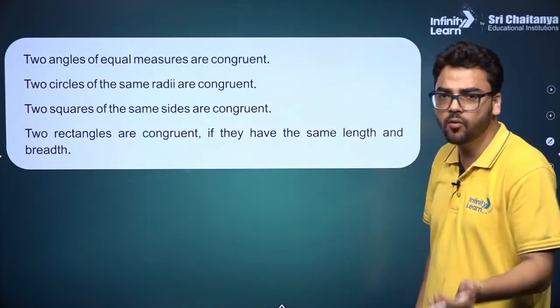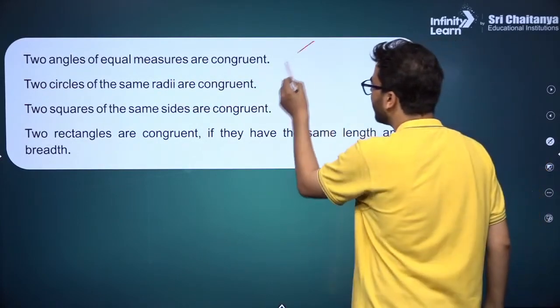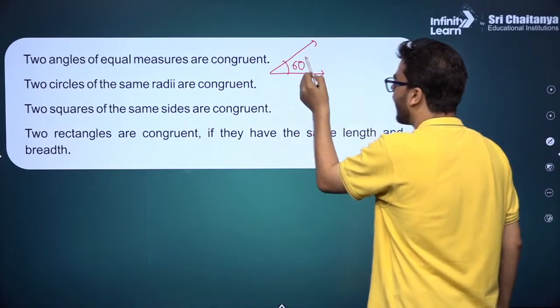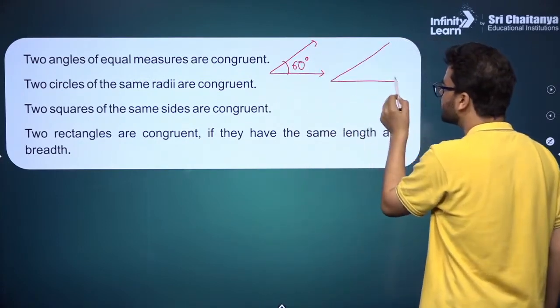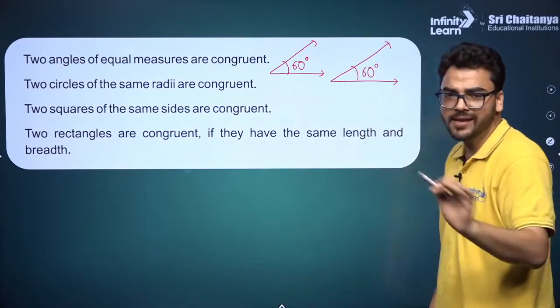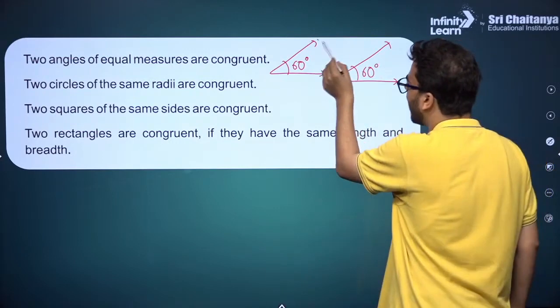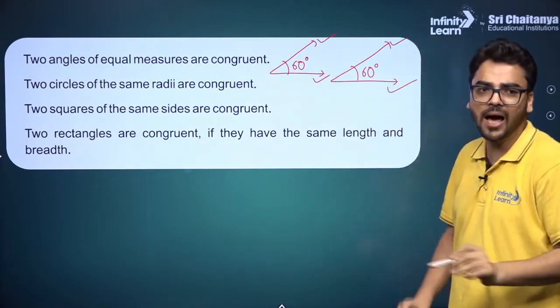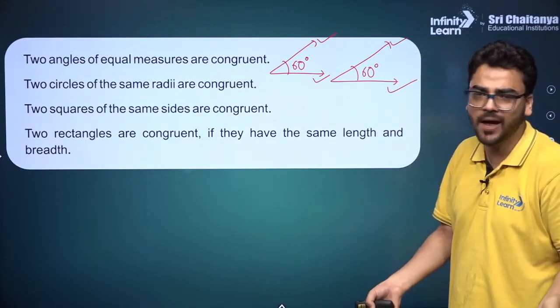Two angles of equal measures. For example, if I take a 60-degree angle over here, suppose it is 60, and you take another angle which is also 60 degrees. So they are congruent to each other. So in case of angles, the length of the arms does not matter. You got that logic or not? The length of the arms does not matter actually in case of angles.